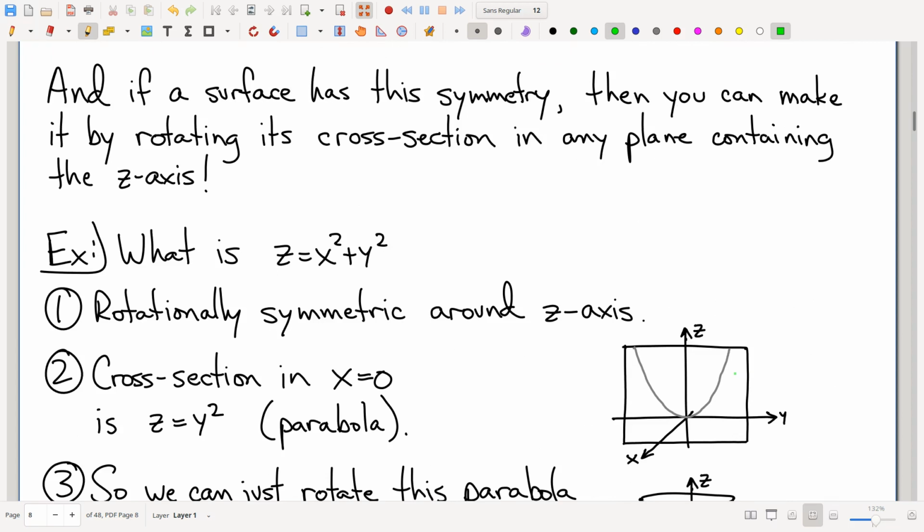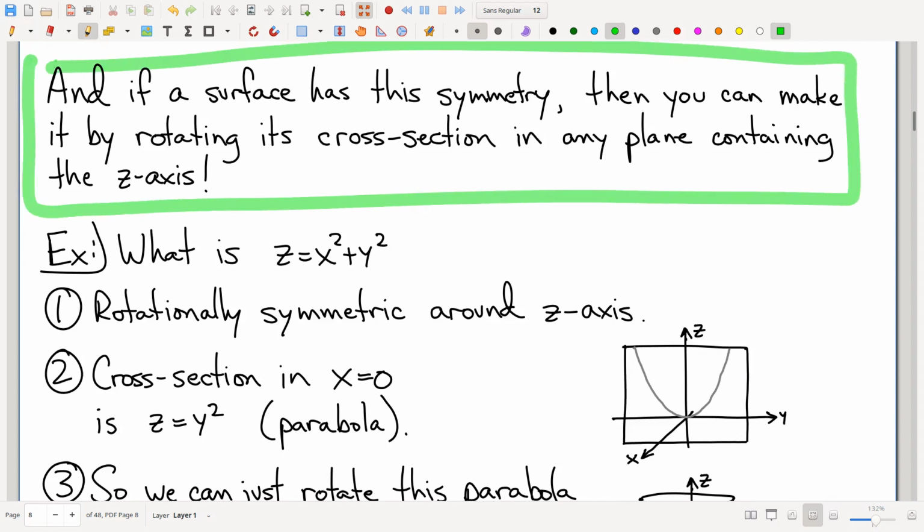It's based on this observation here about rotationally symmetric surfaces. If you have a rotationally symmetric surface, any cross-section in any plane containing your rotation axis is enough to understand the entire surface. Right? If it's rotationally symmetric, and if you know what a cross-section looks like, take that cross-section and rotating it will generate the entire surface. So rotationally symmetric surfaces are really easy to draw in that sense.